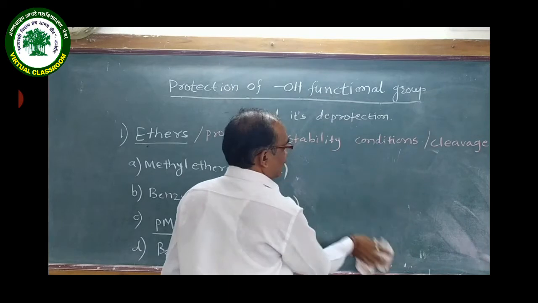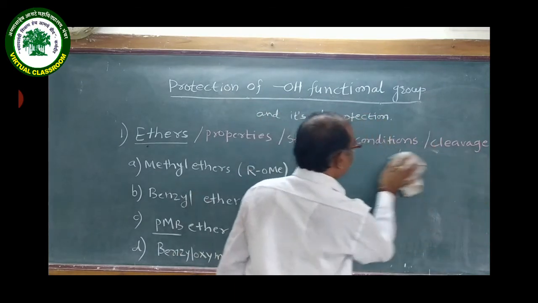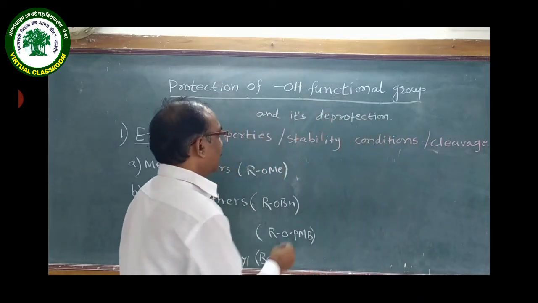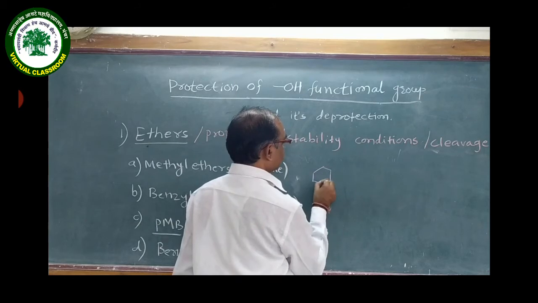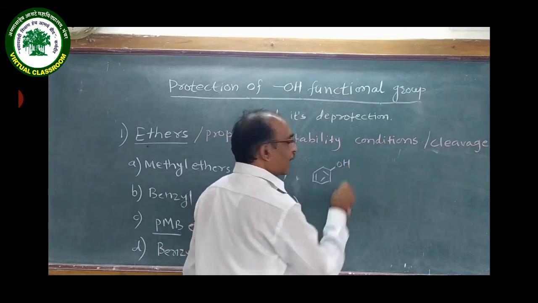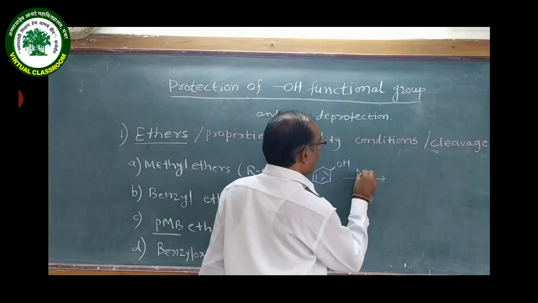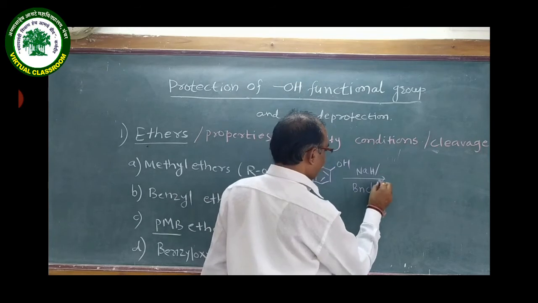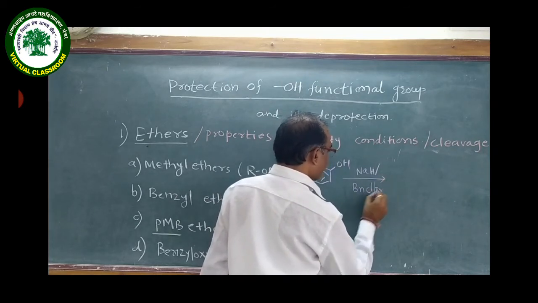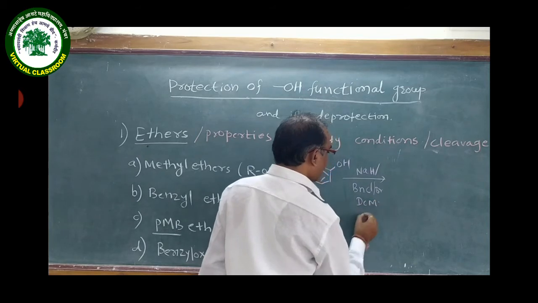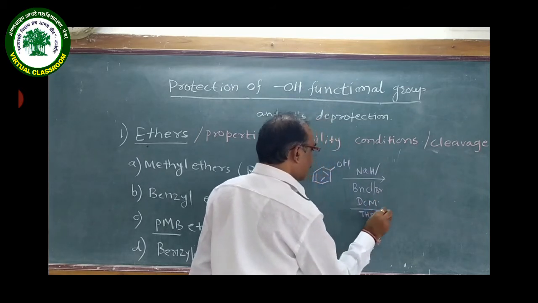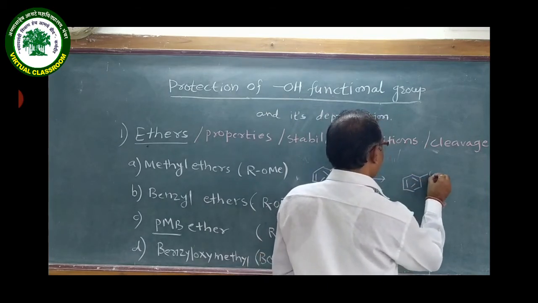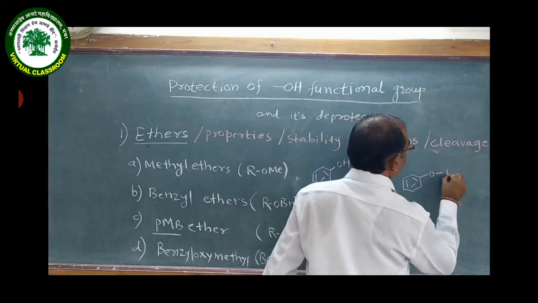Now we will see the exact example of PMB protection. So take this phenol again, right? Then sodium hydride as a base, PMB chloride or bromide in dichloromethane or THF as a solvent. Then what you will get? You will get this PMB ether.